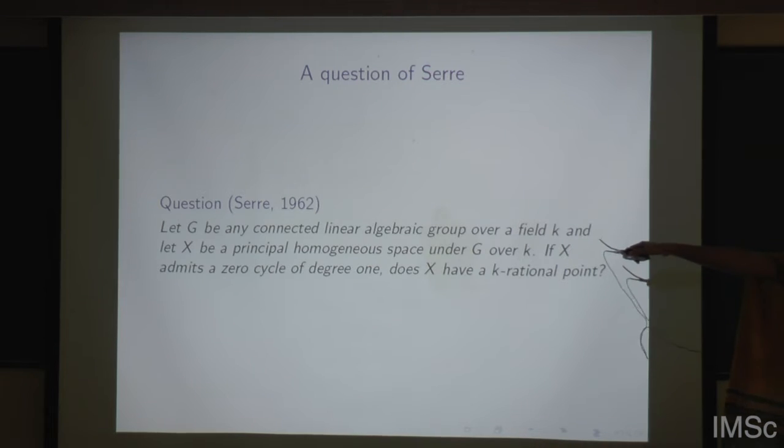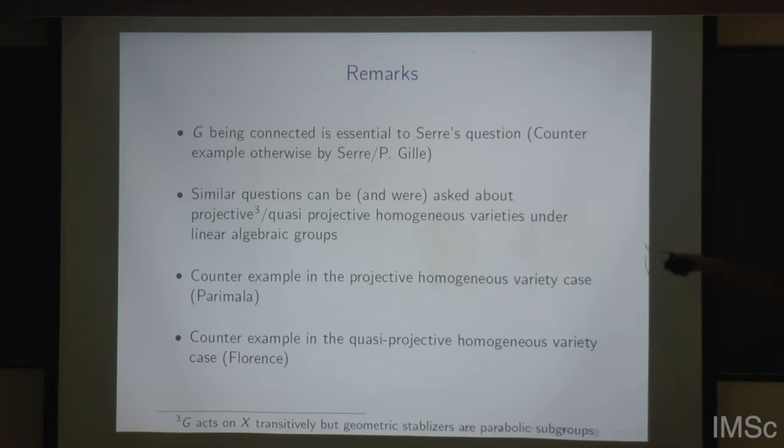So note, I've imposed the fact that G is connected, and in fact G being connected is essential. There are counterexamples even for finite groups. You can realize it as maybe Galois groups of number fields or something. This example, I think, was given by Serre himself, or maybe Philippe Gille had written it down. And then of course you can ask, well, can you make your action a little more flexible? Can you allow stabilizers, for example? Can you restrict yourself to, say, projective or quasi-projective homogeneous varieties? People ask these questions, and there are counterexamples in both cases, right?